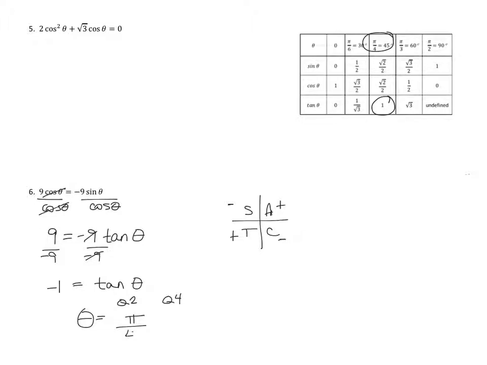So if pi over 4 is our reference angle, in quadrant 2 we would write that as 3 pi over 4. Remember, 1 less in the top than the bottom. For quadrant 4, you can double the denominator, get 8, and take away 1. That'd be 7 pi over 4. We have two possible angles, 3 pi over 4 and 7 pi over 4.